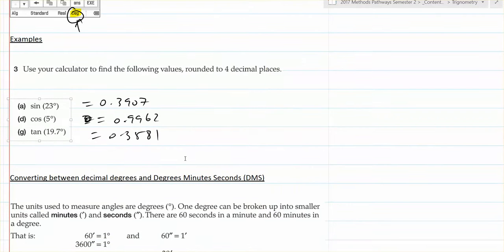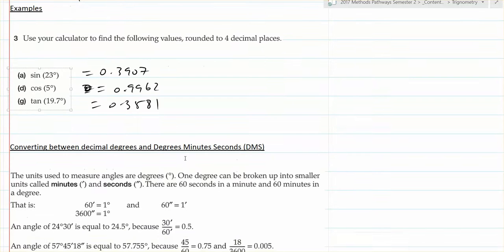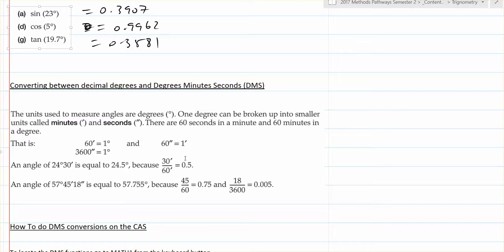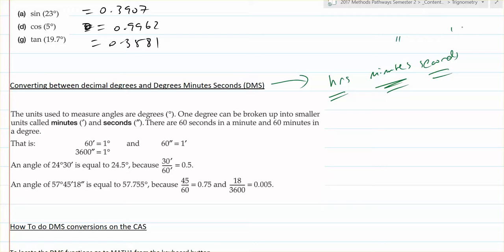The next thing we covered was converting between decimal degrees and degrees, minutes, seconds. I alluded to DMS being similar to hours, minutes, seconds. Hours is like the whole number, then minutes, and then seconds. The minutes symbol is given by a single apostrophe, seconds is given by a double apostrophe, and degrees is given by the degree symbol. And there's a button in the calculator which we can use to convert between degrees, minutes, and seconds.